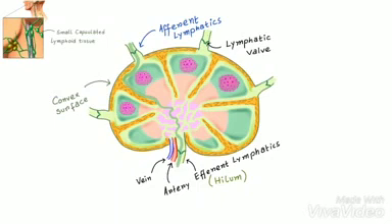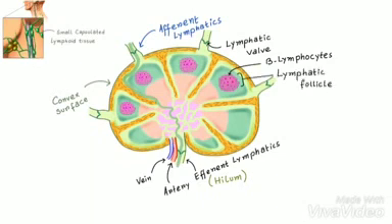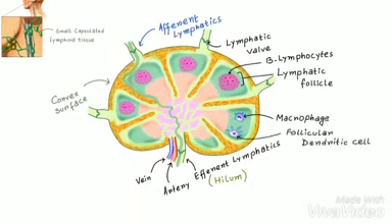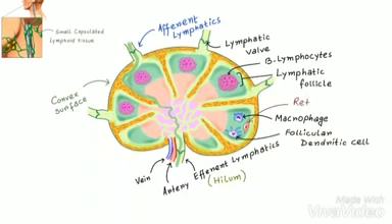Now let's see what cells are present in the lymph node and where they are present. As we know, B lymphocytes and T lymphocytes are present in the lymph node. B lymphocytes are present in the outer cortex. They are arranged in multiple nodules. They are called lymphatic nodules or lymphatic follicles. Some antigen presenting cells are also present in that area, such as macrophages and follicular dendritic cells. Some other cells like reticular cells are also present. They produce type 3 collagen, which helps to make the architecture of the lymph node.